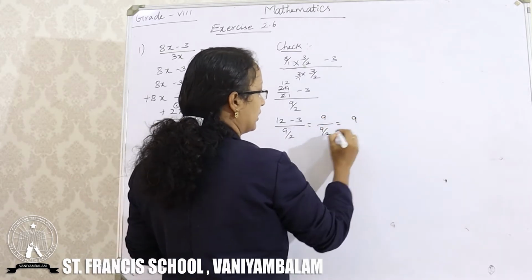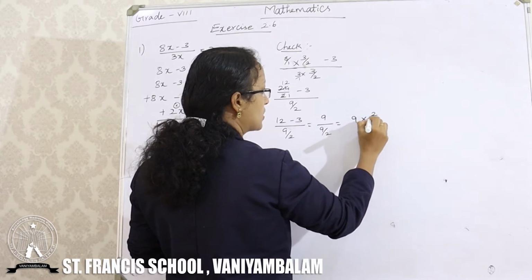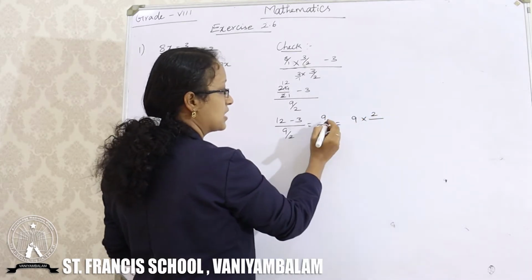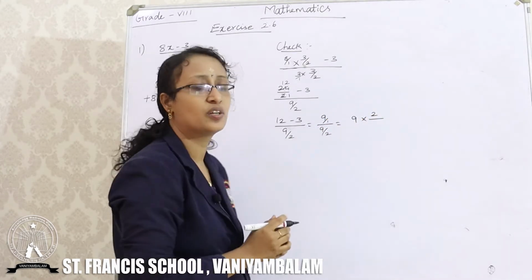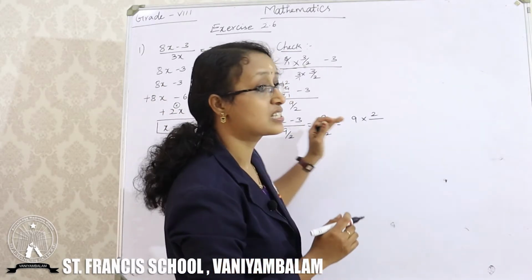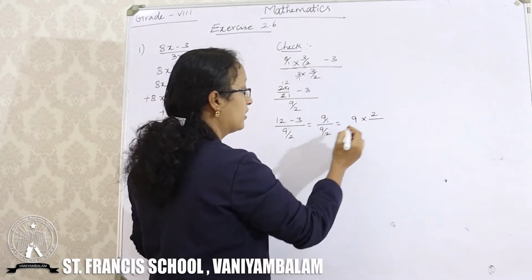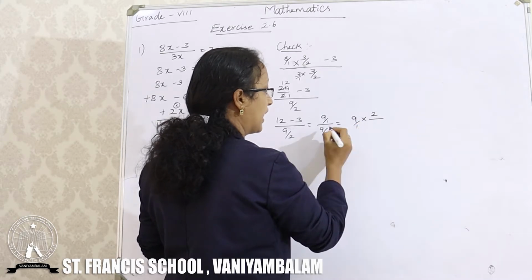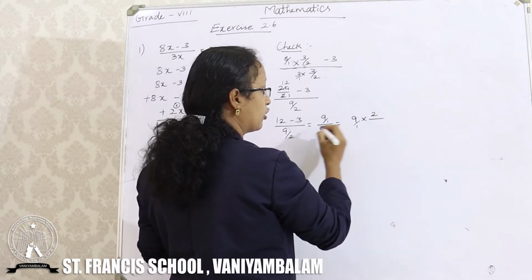This 9 by 2, if two fractions are in division, this 9 you can write as 9 by 1. If two fractions are in division, you can write 9 by 1 and you can take the reciprocal of the denominator.